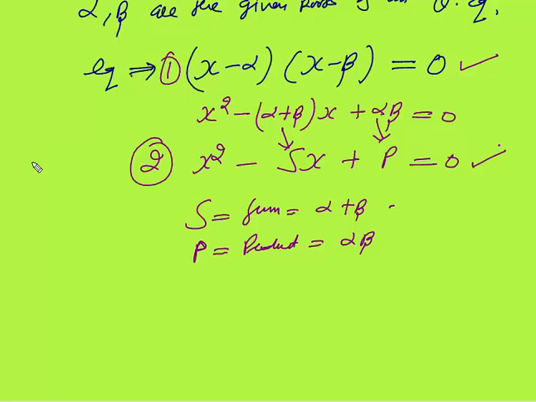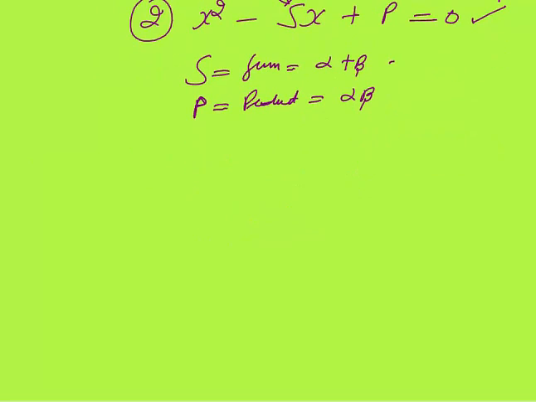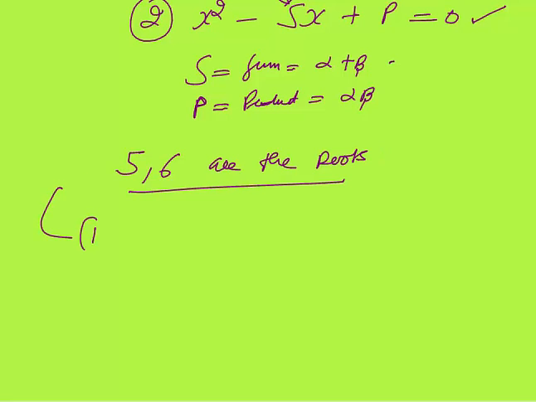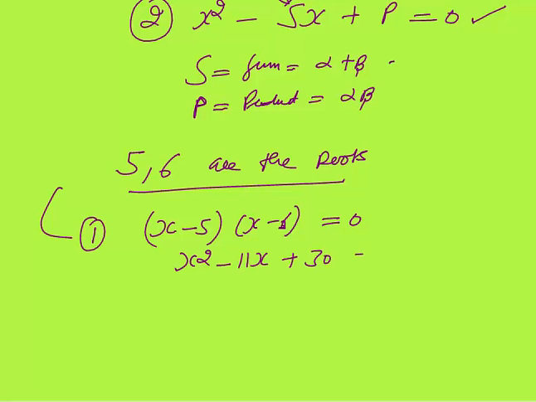Let me give you an example. For example, if I say 5 and 6 are the roots of the quadratic equation. First method is x minus alpha into x minus beta. X minus 5 into x minus 6 equals to 0. This will be the equation. You will get x square minus 11x plus 30 equals to 0. This will be method number 1 if you open the bracket.